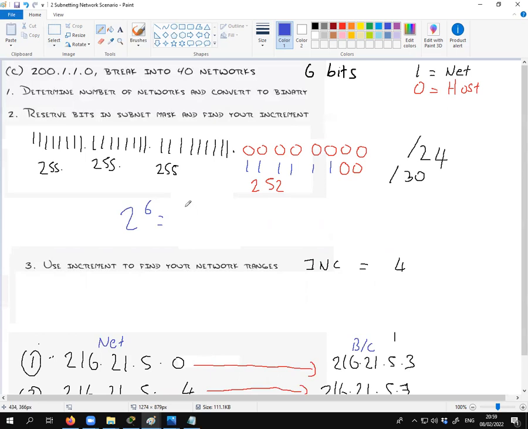equals 64 subnets, because these blue bits are the subnet bits we borrowed. We borrowed 6, and then we still have 2 bits for your host. So you say 2 to the power of 2 is 4 addresses.